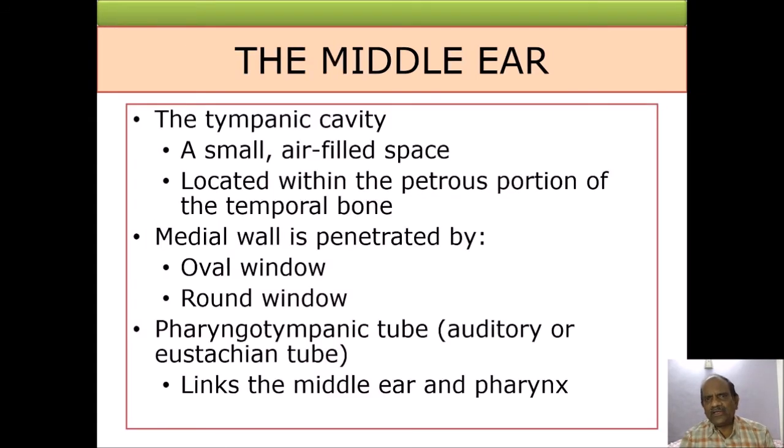Now coming to the middle ear, it consists of a tympanic cavity. It is a small air-filled space located within the petrous portion of the temporal bone. The medial wall is penetrated by the oval window and the round window, which are directly attached to the cochlear portion that we will see later. The pharyngotympanic tube, or auditory or eustachian tube, links the middle ear with the pharynx.